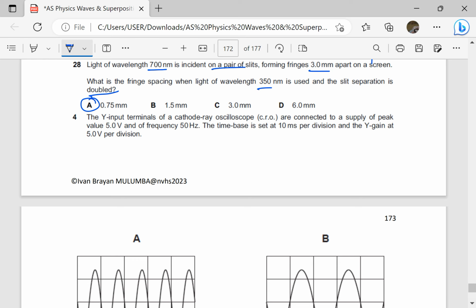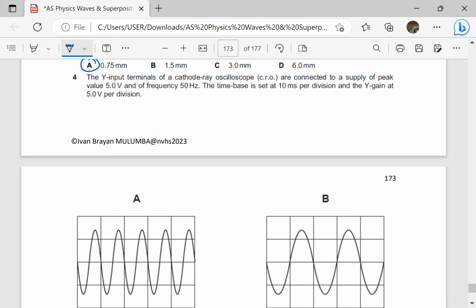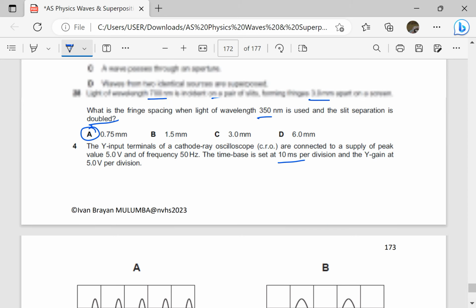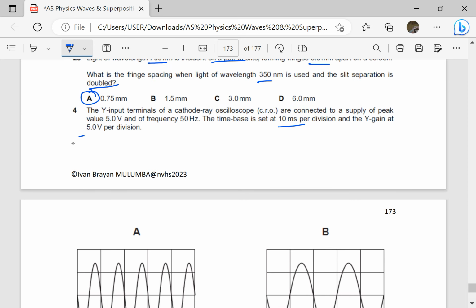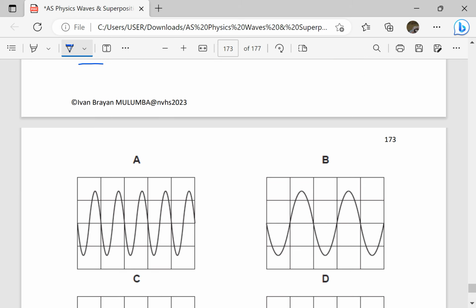The Y input terminals of a CRO are connected to a supply of peak value 5 volts and of frequency 50 hertz. The time base is set at 10 milliseconds per division and the Y gain 5 volts per division. So the Y voltage is 5, the Y gain is 5 volts per division.